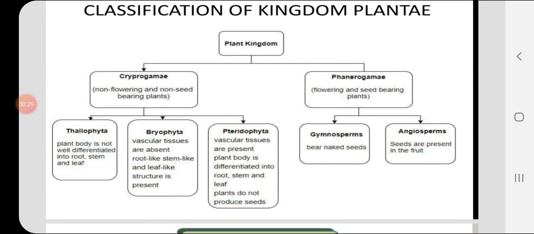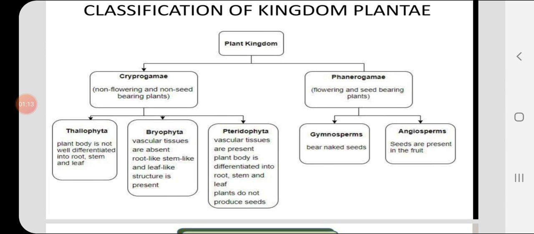Kingdom Plantae is divided into 2 groups, that is cryptogams and phanerogams. Cryptogams is divided into division Thallophyta, Bryophyta, Pteridophyta, and phanerogams is divided into gymnosperms and angiosperms. In our last 2 lectures, we have studied about the characters of the division Thallophyta and classification of division Thallophyta. And next we have studied about the characters of the division Bryophytes and the classification of Bryophyta.